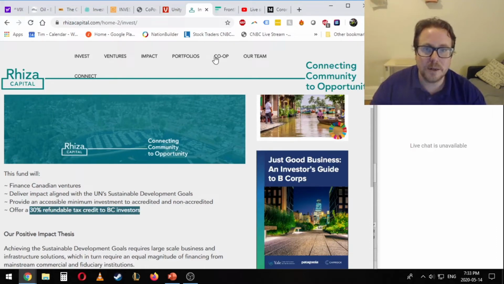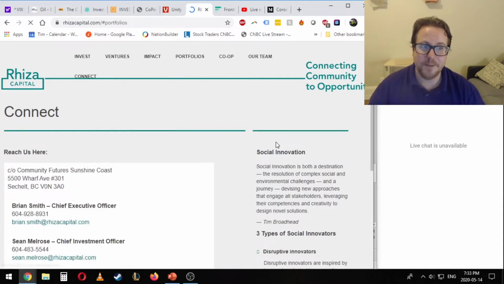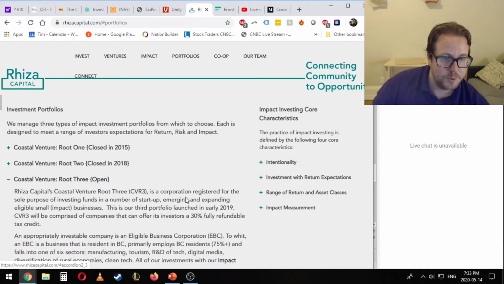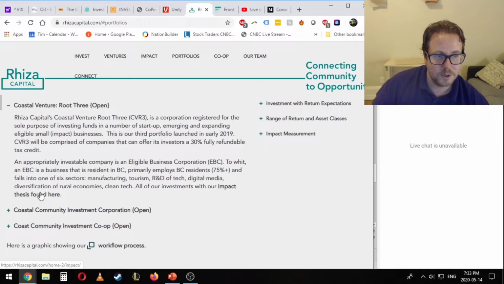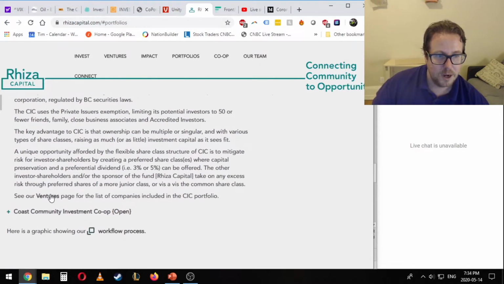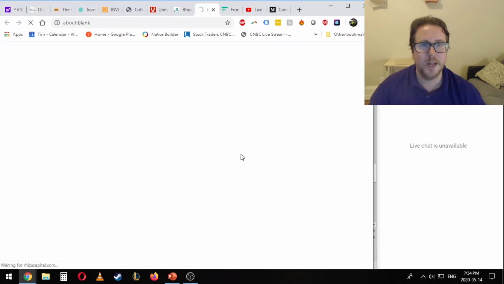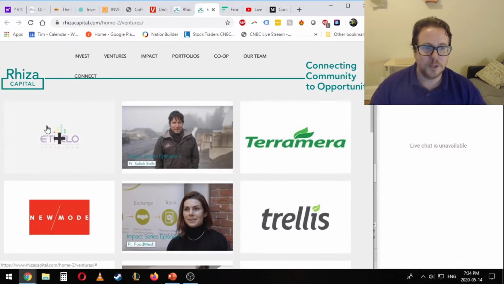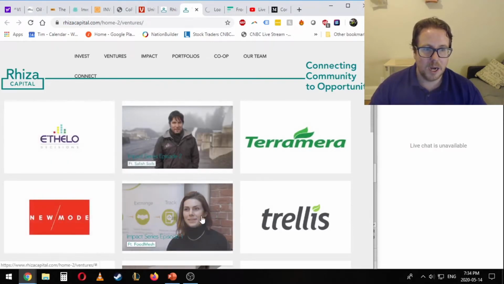So would love to see a little bit more of their fund, but we can see their portfolios and the type of companies that they do invest in. So let me see here. Why don't I look at the Coastal Venture Route 3? Hold on. Impact Thesis. See our Ventures pages. This is what I want. So these are the types of companies that they're going to be investing in. So again, we invest in Raisa, and then they invest in these types of companies. So we can take a look at them.